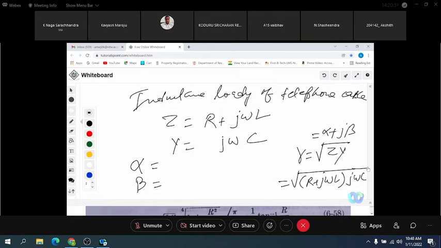Solve it and tell me what alpha and beta are after the inductance loading of the telephone cable.